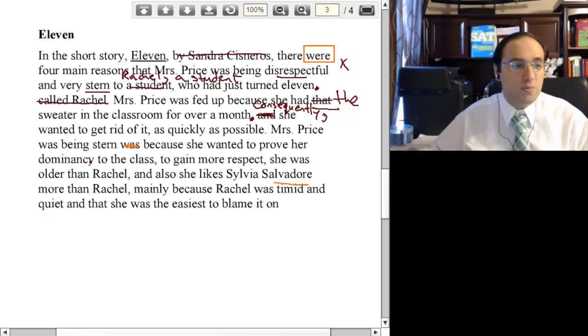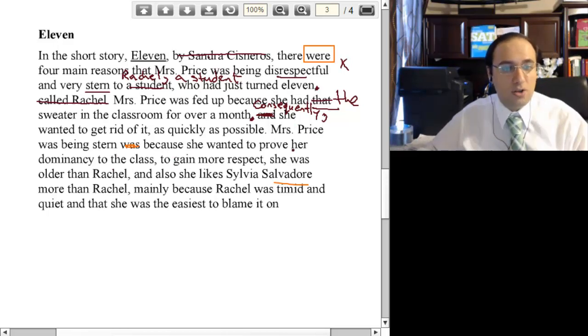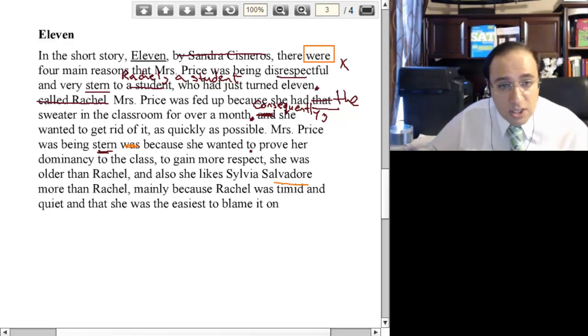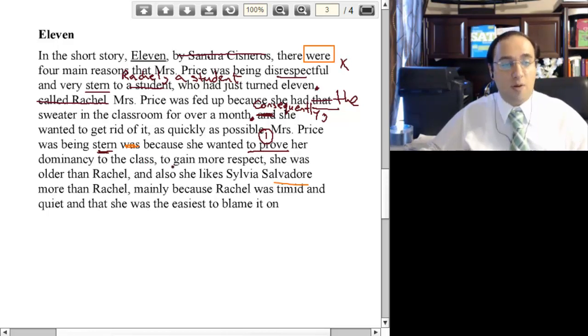Mrs. Price was being stern because she wanted to prove her dominancy to the class. Comma. To gain more respect, comma, she. Now, wait a minute. Mrs. Price was being stern because, one, she wanted to prove her dominancy to the class, comma, two, to gain more respect, comma, three, she was older than Rachel.